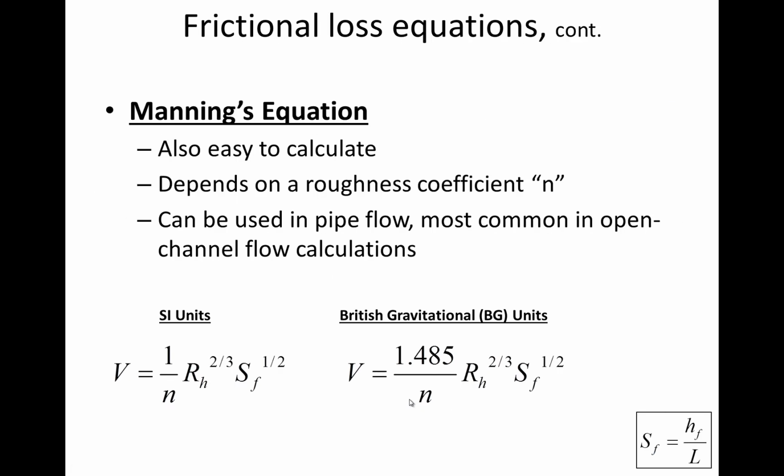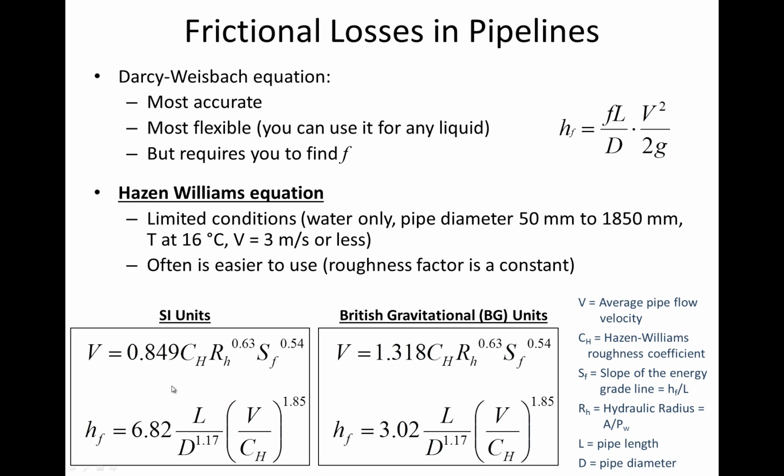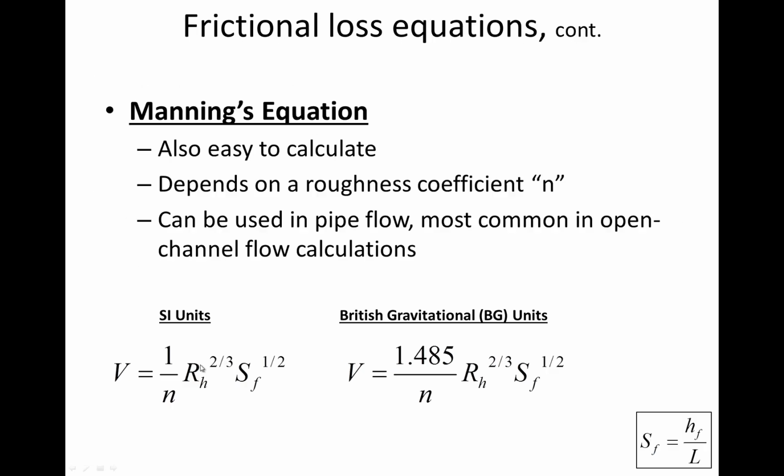A third method, which is not often applied for closed conduit, but can be, is Manning's equation. More commonly, Manning's equation is used for open channel situations. The roughness factor here in Manning's equation is an n value. And you'll notice that in contrast to the Hazen-Williams equation, where the roughness factor in finding the flow velocity is in the numerator of the equation, in calculating the flow velocity according to Manning's equation, it's in the denominator.